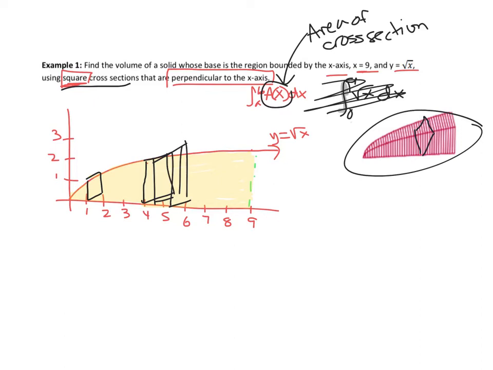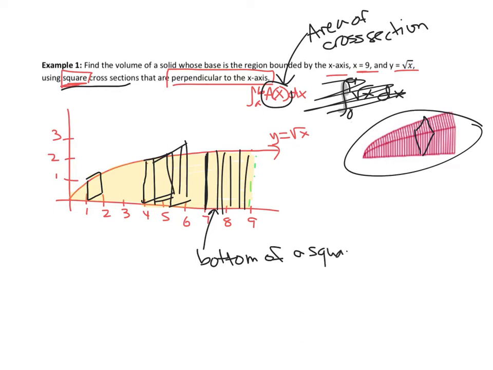Basically, though, I do want you to know that I'm going to have an infinite number of little squares. Each of these things is the bottom of a square. So each of those black lines that I just drew is the bottom of a square. So what you're going to want to do now is probably draw that cross section.